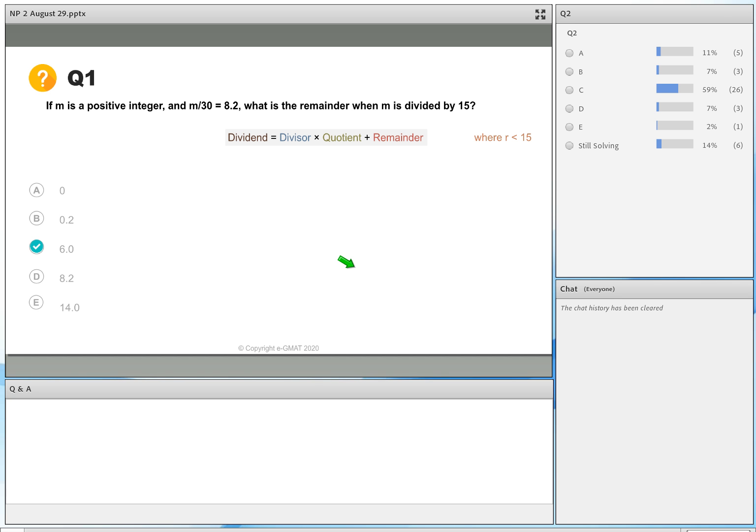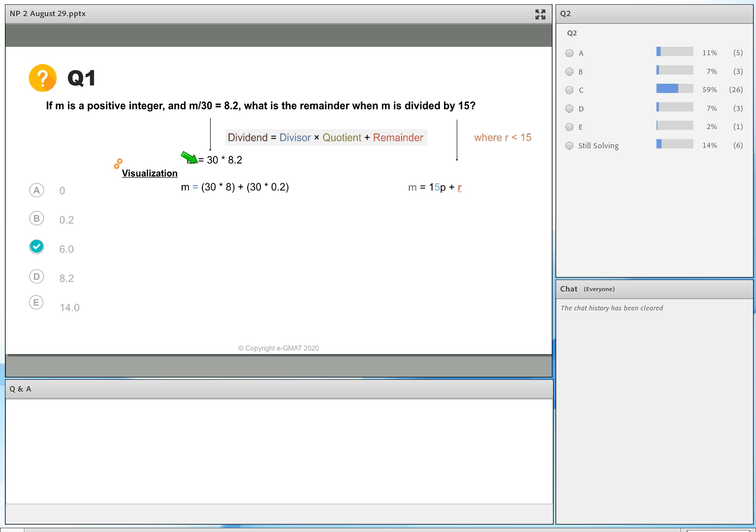Let's discuss this properly. m is a positive integer, and m over 30 is 8.2. What is the remainder when m is divided by 15? Now, it's different this time from how we had it the first time. The first time was a certain statement that directly led us to the DNR equation, but now this looks like slightly different information. m by 30 is 8.2. Just a little rearrangement and you'll see everything.